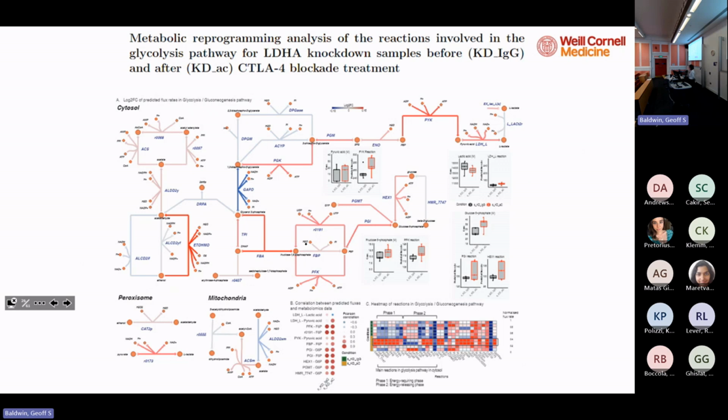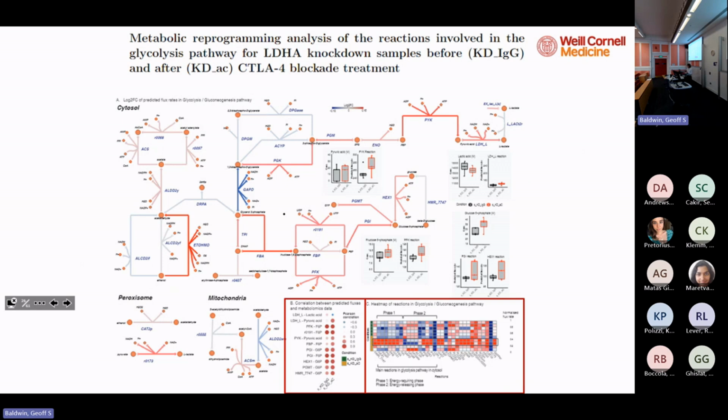It's probably arranged in a different way. But the interesting thing was that they also had metabolomics data. So we tried to correlate these with the metabolomics data, and we were able to identify where changes were happening, this is just glycolysis, in the glycolysis pathway.